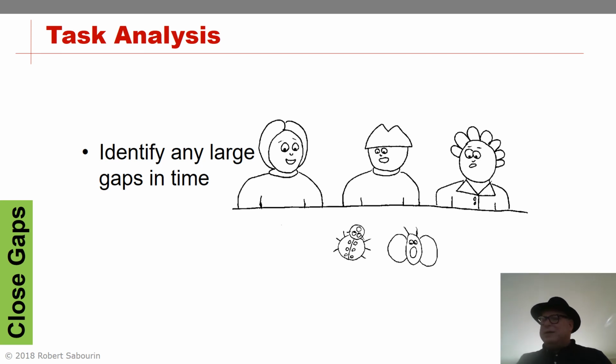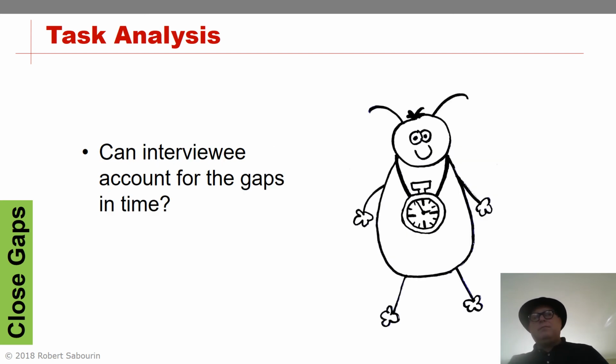Now, I'm not suggesting that we want to be critical of this. We just want to account for them. Was there an activity we're missing? Was someone distracted from the activity, moved on to something different? Were we waiting for an external event? Were we in the parking lot? How can the interviewee account for the gaps in time? And they will generally account for them, and that'll tell us more of the story. We'll get a better picture.